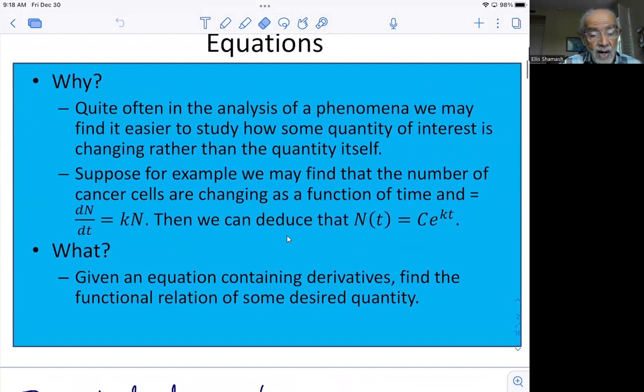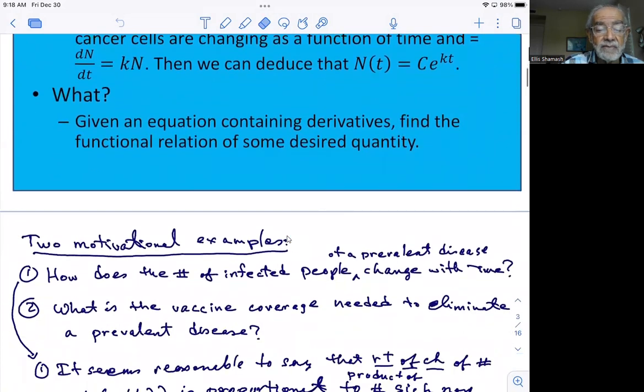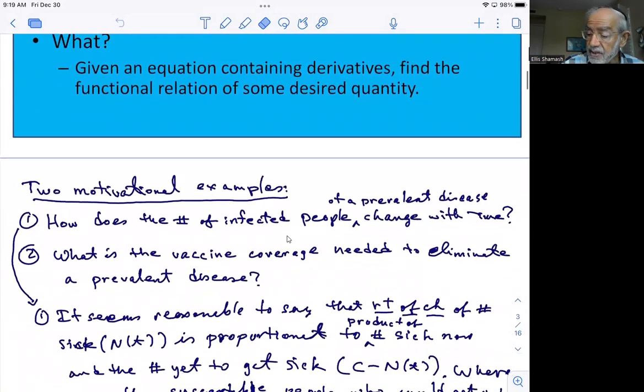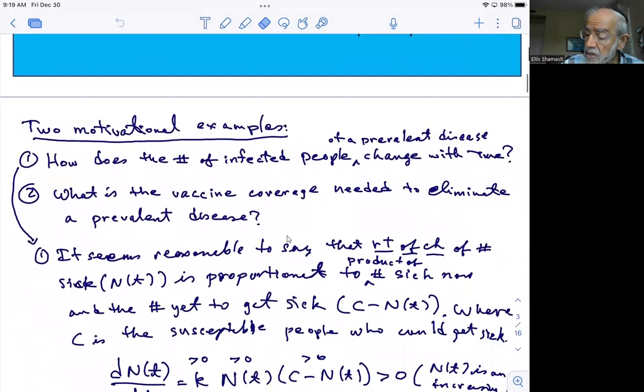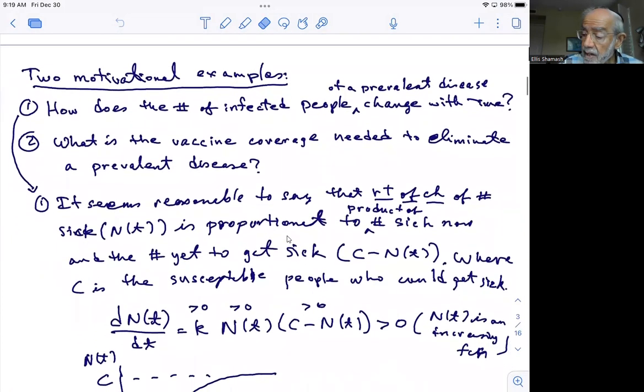So what we are talking about is, if we're given an equation that contains derivatives, find a functional relationship of some desired quantity that's present in there. Let's look at two motivational examples. One is, how does the number of infected people of a prevalent disease change with time? And two, what is the vaccine coverage we need to eliminate a conflict? So let's look at the first problem.